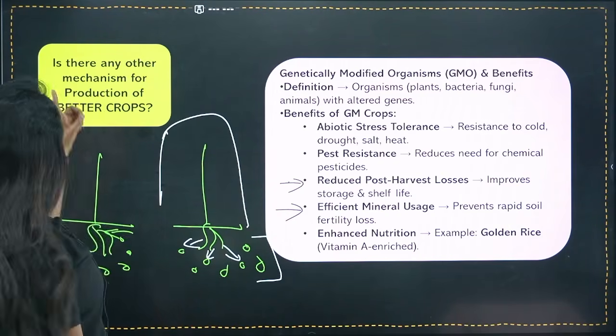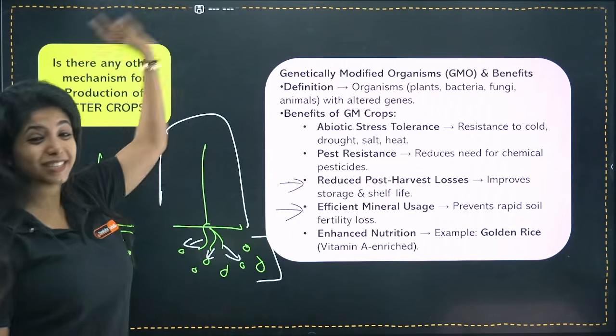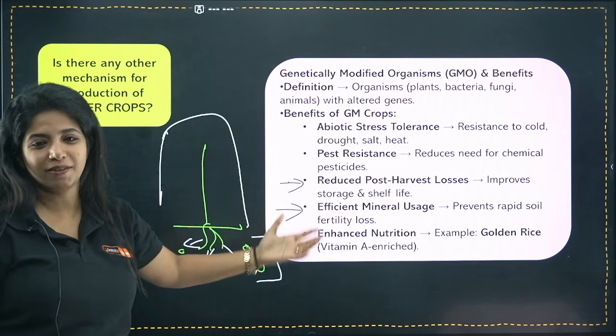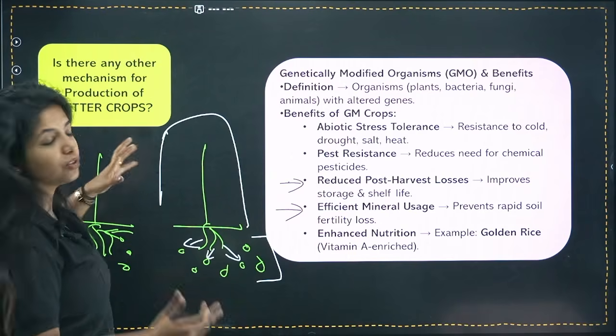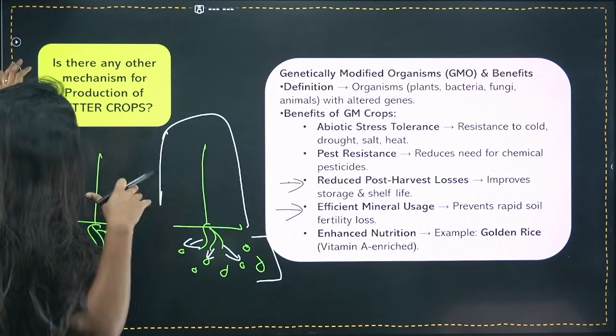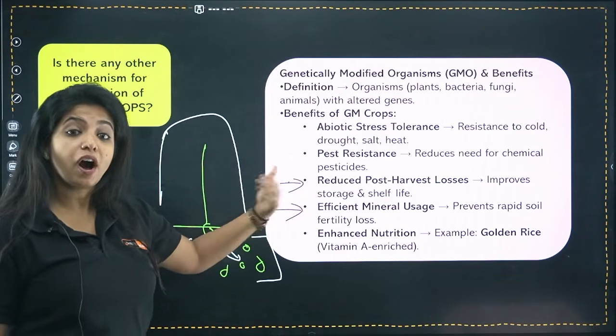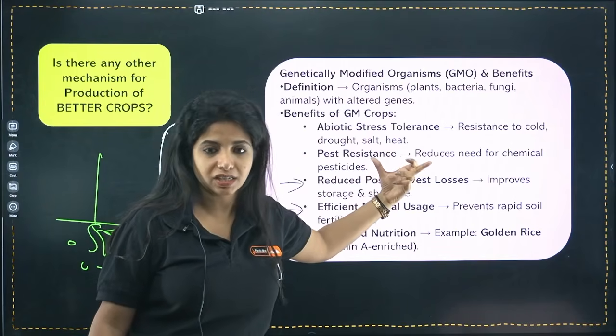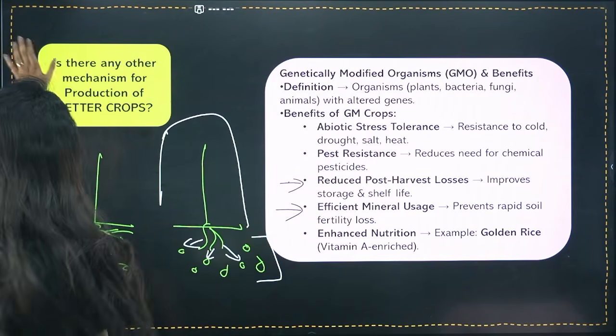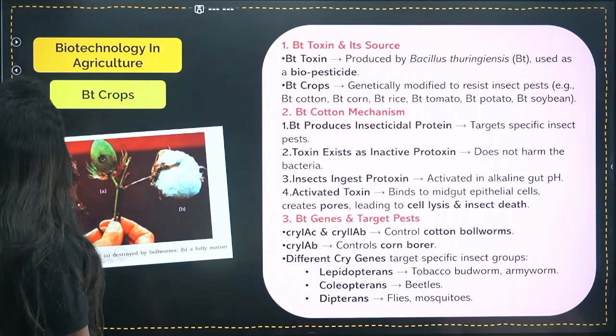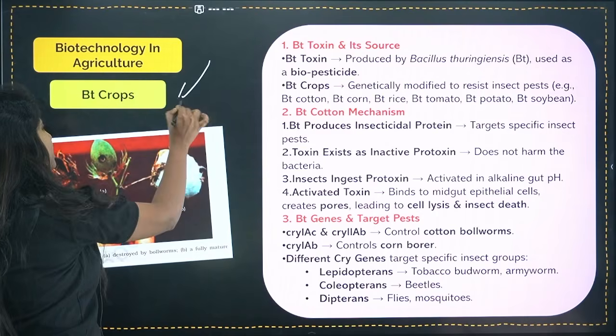Okay, so is there any other mechanism for production of better crops? Yes, genetically modified crops are the best way out there, that is you use recombinant DNA technology. Now we are going to see examples. How are you going to make a plant pest resistant? That is the first thing that we are going to deal with. And for that, the first thing that we have is production of Bt crops.